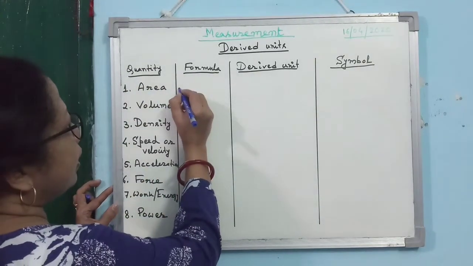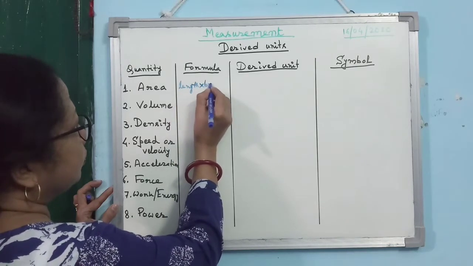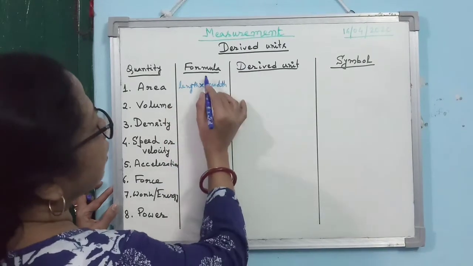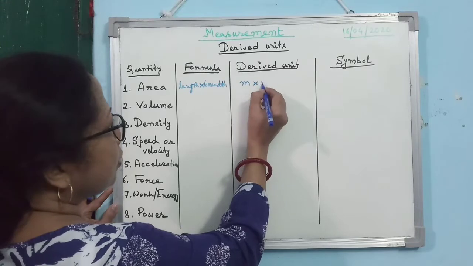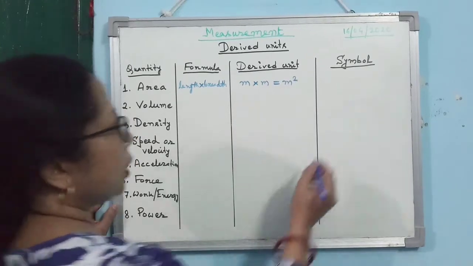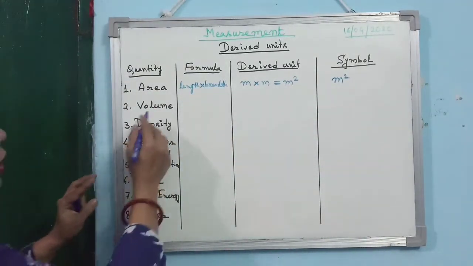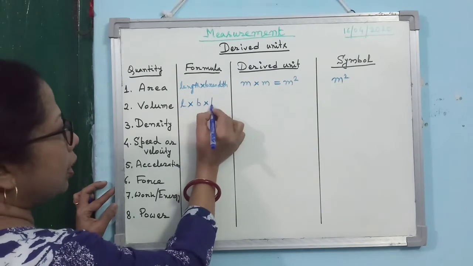How do we write area? Area is length into breadth. What is the SI unit of length? Meter. Breadth also meter. So what is the unit of area? Meter square. And the symbol we also write as meter square. Then what is volume? Volume is length into breadth into height.